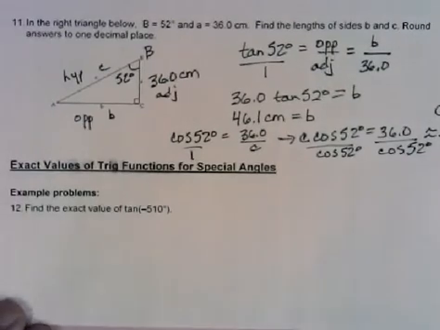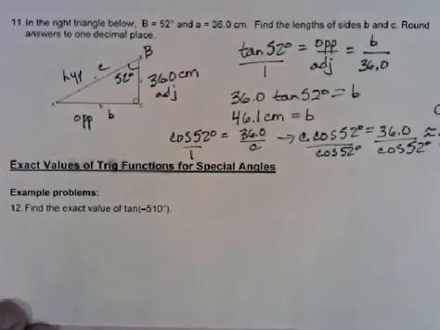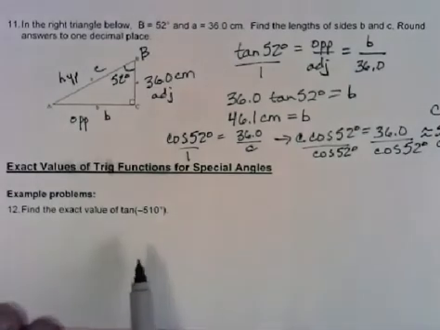Now we also had some problems where we were using exact values of our trig functions, and these were for specific angles. In the first quadrant it was 0 degrees, 30 degrees, 45 degrees, 60 degrees, and 90 degrees. We also had angles in the other quadrants that were special angles, and we dealt with those by finding the reference angle that was in the first quadrant.